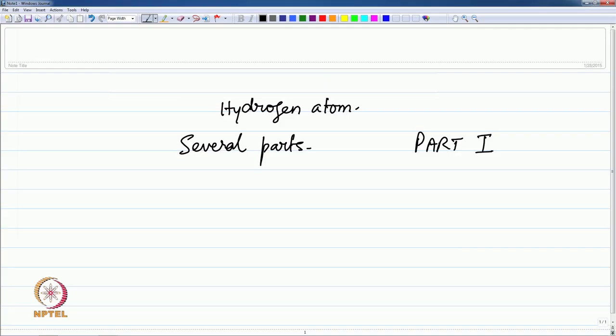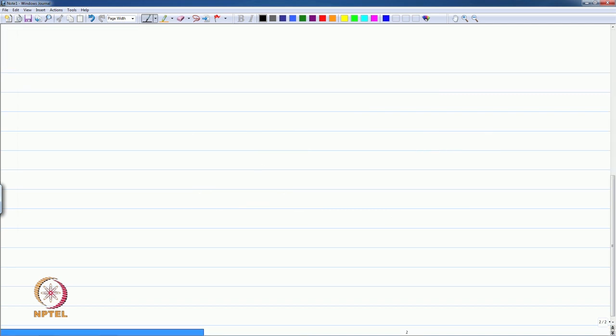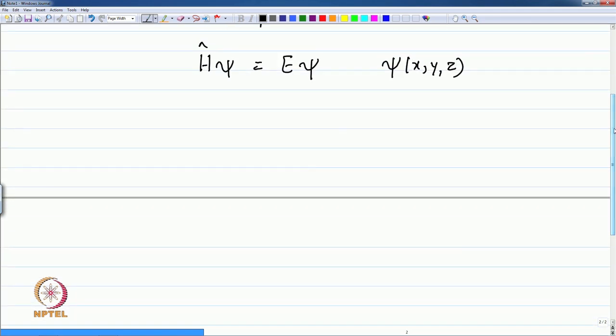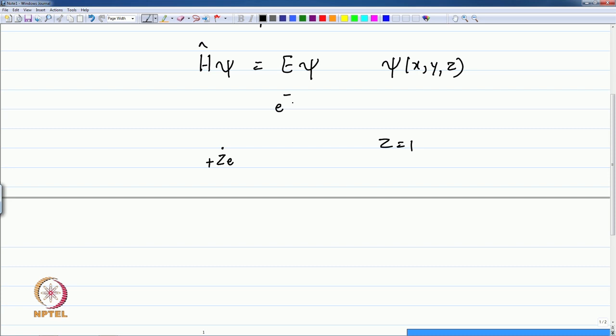So this is part 1 of the quantum mechanics of hydrogen atom, and in the solution of this equation, H psi is equal to E psi, where now psi is 3-dimensional Cartesian coordinate, we do use a classical starting point of the nucleus with an electron somewhere, and the nucleus having a positive charge plus Ze, Z is 1, and the electron with a minus charge, and a distance of r.